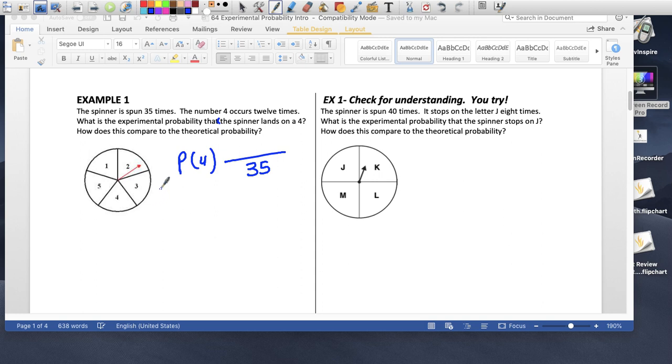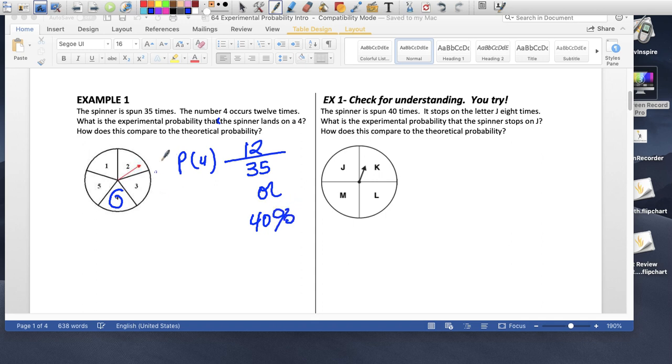How many times did we land on the 4? So the experimental is 12 over 35. You can use a calculator, of course, and change that to a percent. So we have 12 divided by 35, and it gives us 40%. Or I can write 40%.